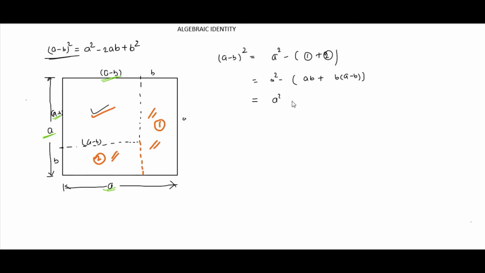Let's simplify this: a square minus (ab plus b into (a minus b)), which can also be written as ab plus ab minus b into b, which will give us b square. Now let's open the brackets: a square minus ab minus ab plus b square. Now let's add like terms, which gives a square minus 2ab plus b square. So this is how we can prove this identity.